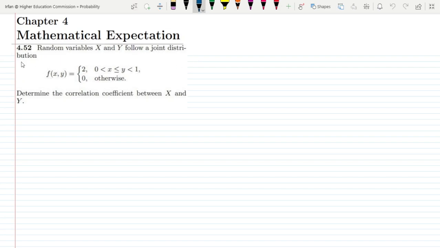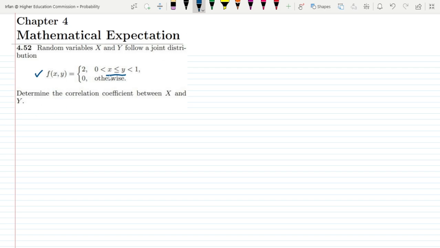Hello guys, this is question 4.52 and the statement of this question is: random variables x and y follow a joint distribution which is given by this formula, according to which f(x,y) is equal to 0 for the ranges which are given here. These are basically the ranges of x and y, and 0 otherwise. On the basis of this joint distribution formula we have to determine the correlation coefficient between x and y.